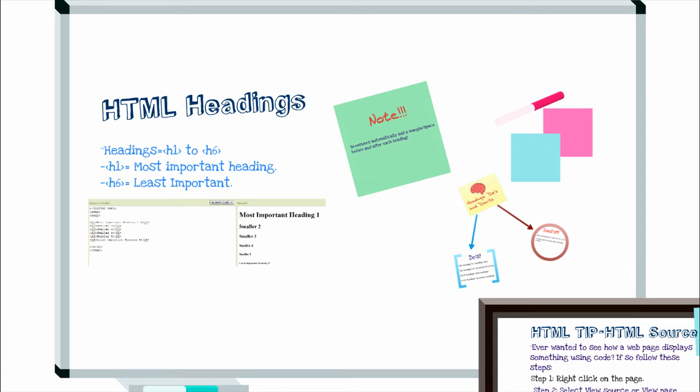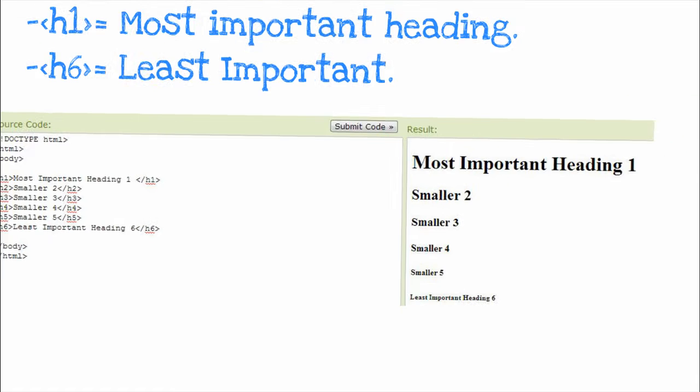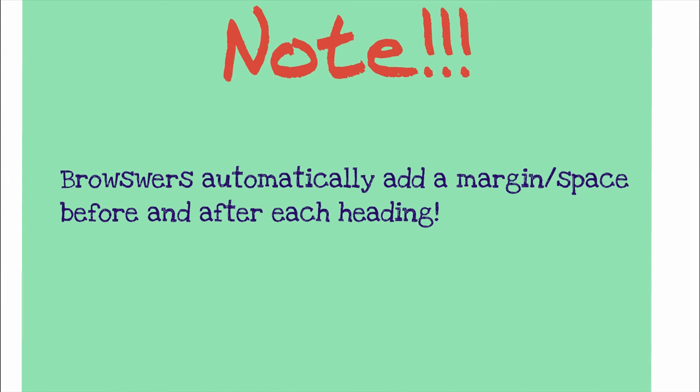The H1 defines the most important heading, and the H6 defines the least important heading, as you can see right over here. Note, browsers automatically add some empty space, like a margin, before and after each heading, so you don't have to worry about spacing or entering.